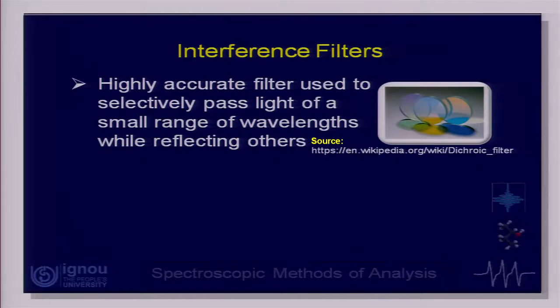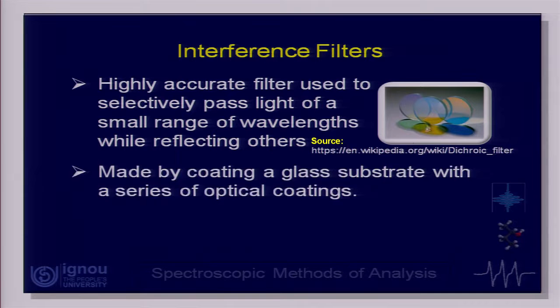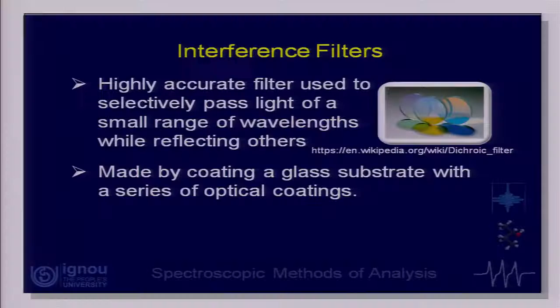Okay. Let us move further and talk about another kind of device, which is called an interference filter. These are highly accurate filters which are used to selectively pass light of a small range of wavelengths while reflecting the others. Essentially this again is made of glass, and this glass has optical coatings. That means, if I have a glass piece, I make a number of coatings on that, and when the radiation passes through that, the outcome happens to be a very narrow range of wavelengths. So, these are more advanced versions of the ordinary filters.